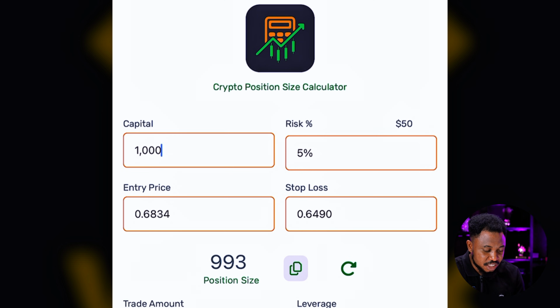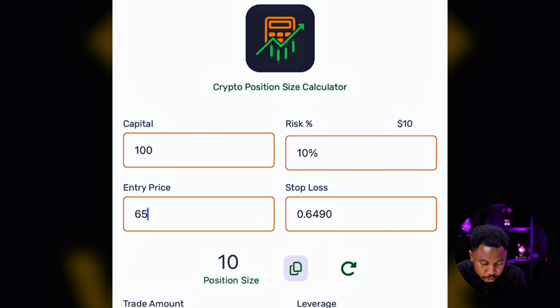And over here, what is our capital? Our capital is $100. How much do you want to risk? We want to risk $10, which is 10% of our capital, right? Now, what is our entry price? Our entry price right here is $65.11, which is this sign you can see here. So I'm just going to type $65.11. What is our stop loss? Our stop loss is 63.11. So I'm just going to type that here.